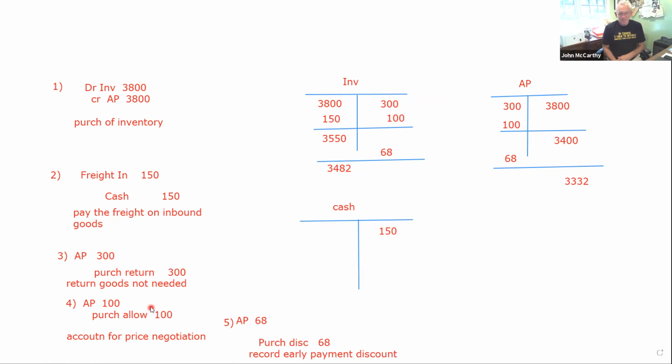And then on number 4, for whatever reason, maybe we weren't fully satisfied with the goods, but we're going to keep them. We say we'll keep them, but we want an additional price negotiation. So this would be a purchase allowance. Okay.